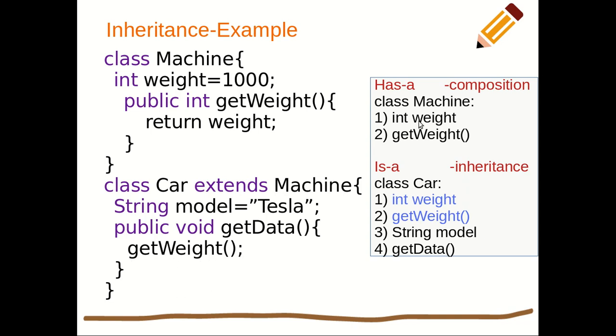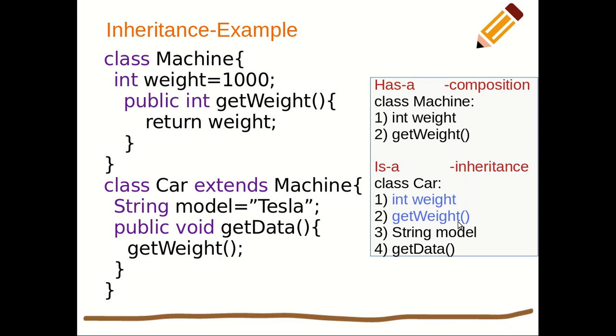Now on the side here, this is the composition of class Machine. It has weight, which is an integer type, and it has a method getWeight, which is also of integer type. Now down here we have class Car, and this is a type of Machine, and because it is a type of Machine, we have inherited int weight, which is of an integer type, and we have also inherited the method getWeight from it.